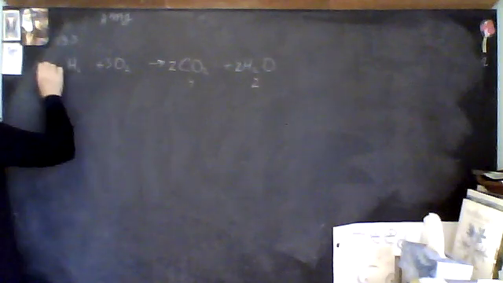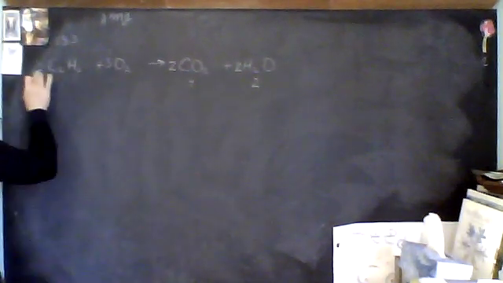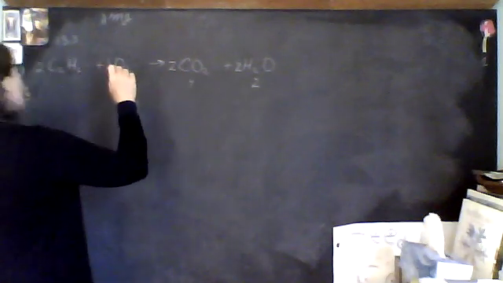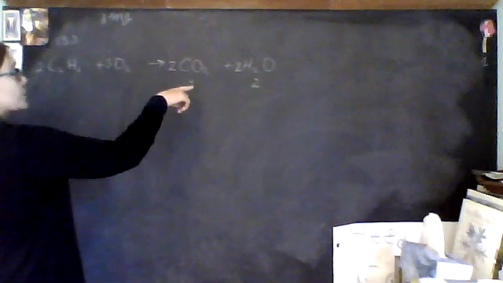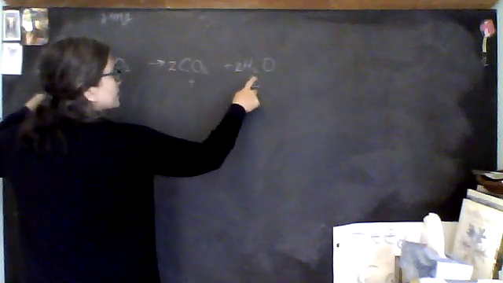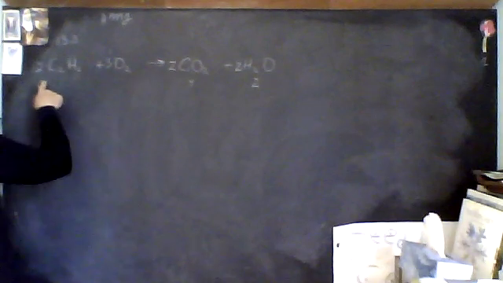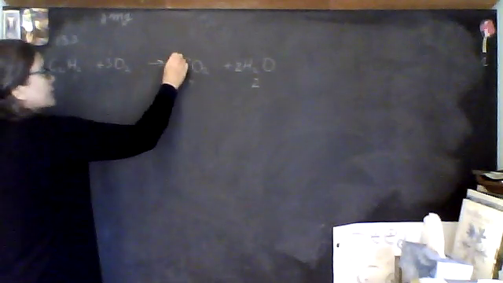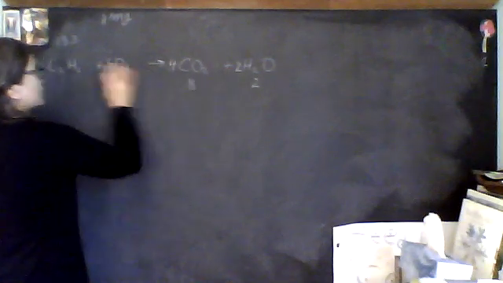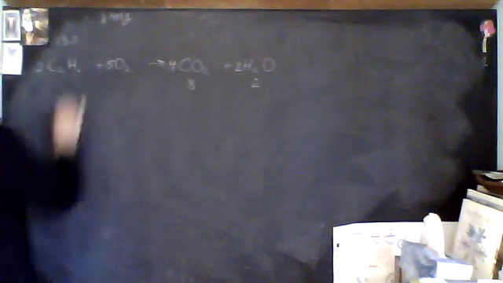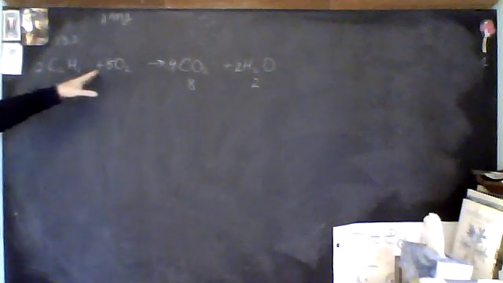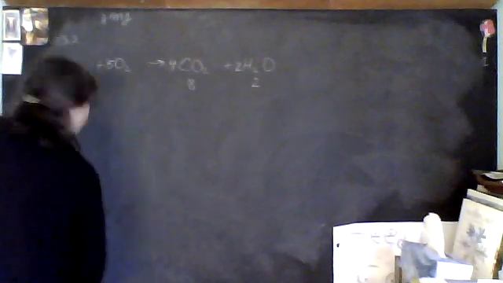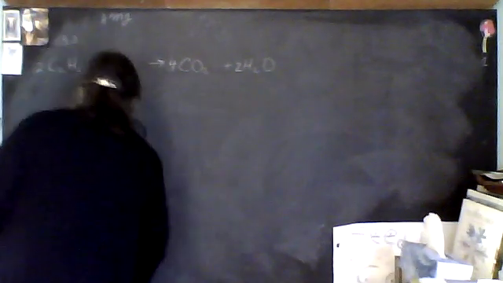Now we need more of these because of that. So that means 2. That's 4. So we need at least 4 of these, which gives us 8. 5. Okay, so we have 2 C2H2, 5 O2, 4 CO2, and 2 H2O. That's our balanced equation.